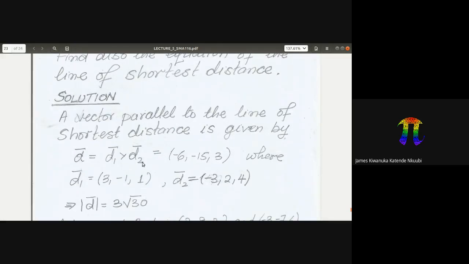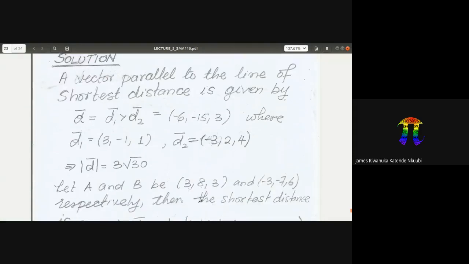D1 cross D2. This gives you the direction of the line that is of shortest distance, where D1 and D2 are these, right? 3, -1, 1, and -3, 2, 4. We can find the magnitude of D to be 3 multiplied by the square root of 30. You can verify that. D is already up here, so you just find its magnitude.